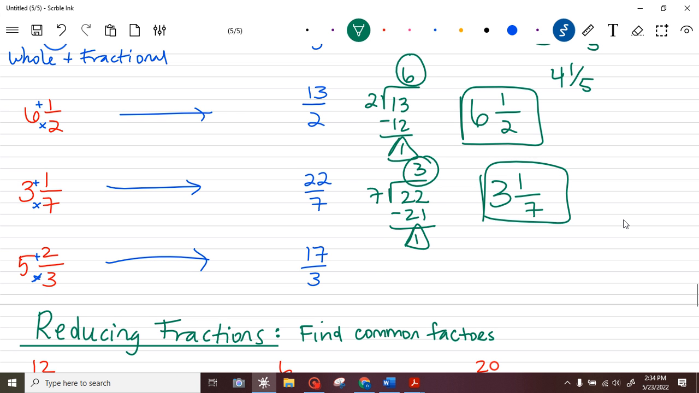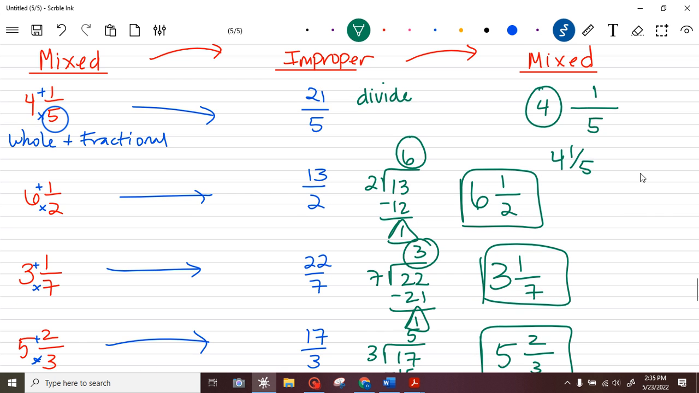And lastly, 17 over 3. We just divide. So 3 goes into 17, 5 whole times to get to 15. And this one will have 2 left over. So 5 is the whole part, 2 is the leftover, and 3 is your original denominator. So it'll be your denominator in the end. So 5 2/3. So you can see the relationship between these improper and mixed numbers.